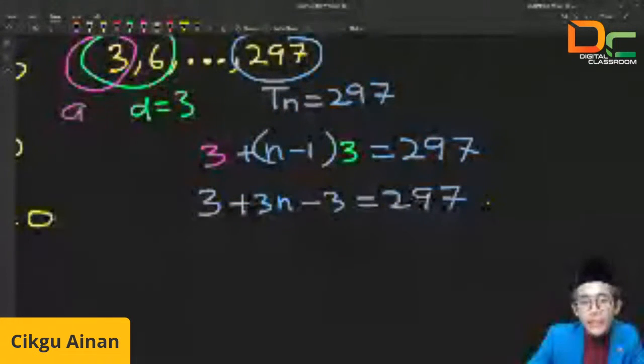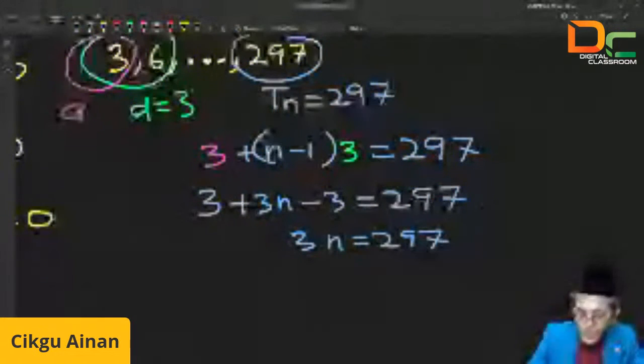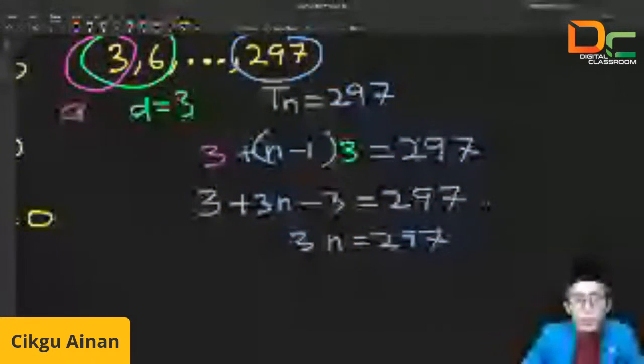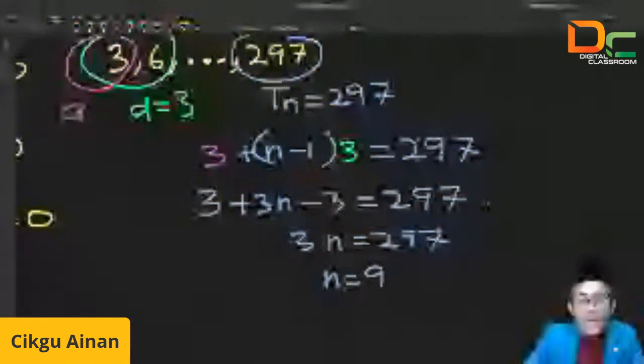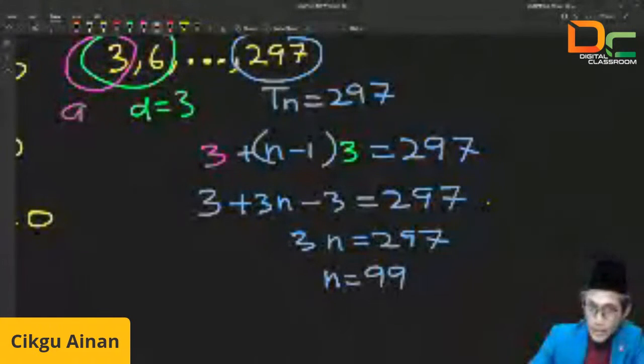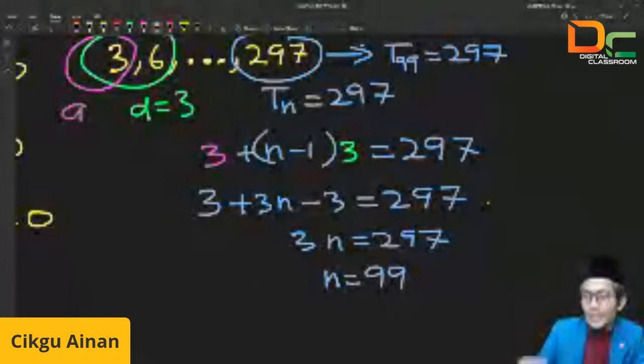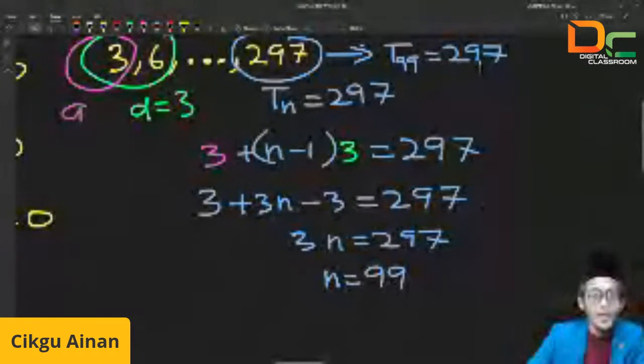Okay, and then this 3 minus 3 is gone. 3N equals 297. So 297 minus 3. Right? Right, okay, correct. N is 99. So what does it mean? This one is the 99th term. Okay, so it is 99 terms.